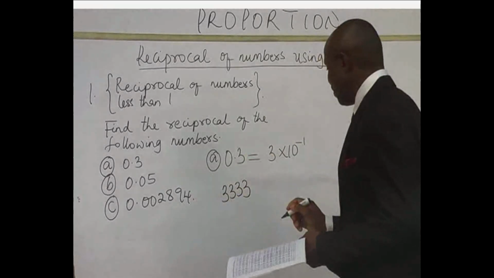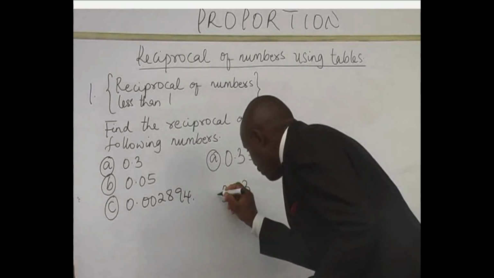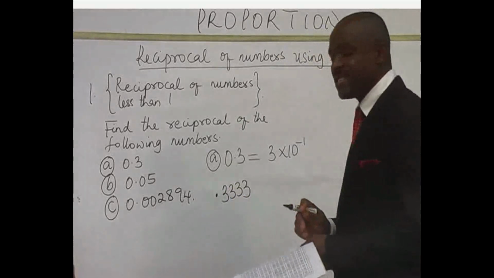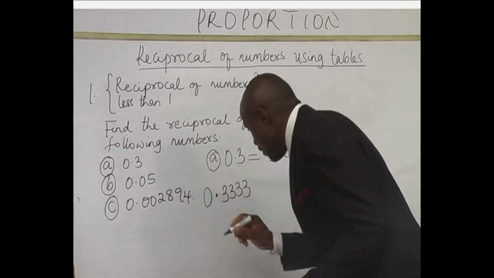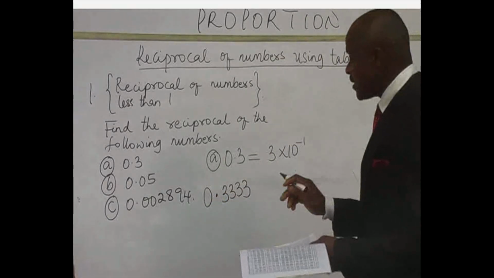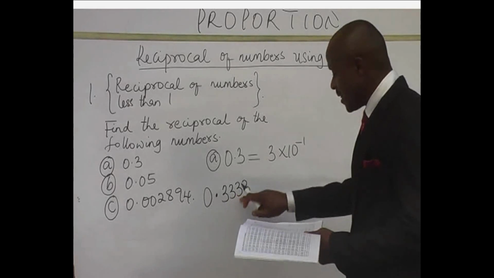3333. Now that you have gotten this figure, remember I told you the figure you get should have a decimal before it. And if you want it to balance, you can put 0 before the decimal. So what we found in the 4-figure table is 3333. I want to show you.